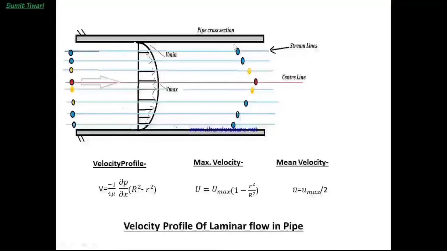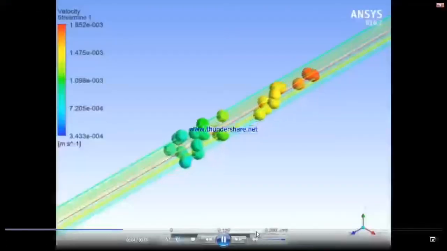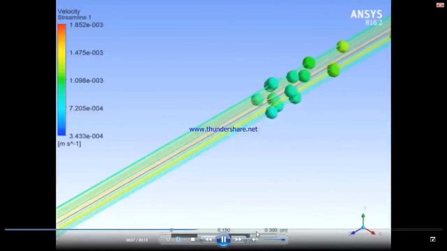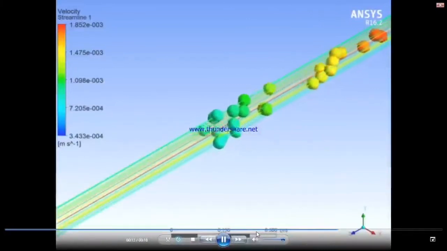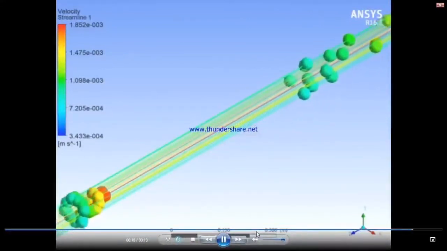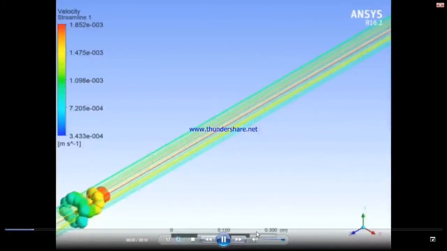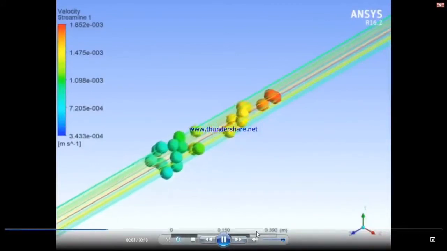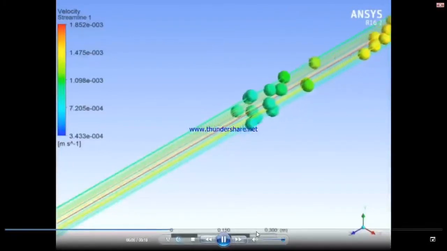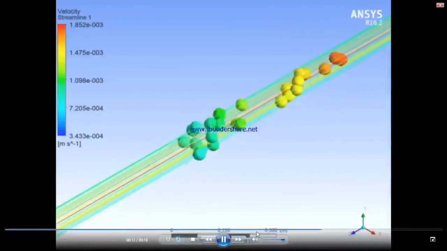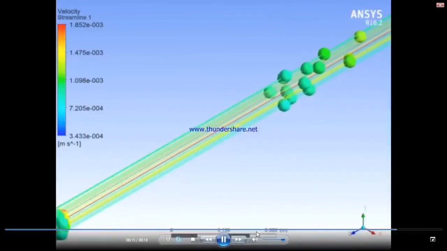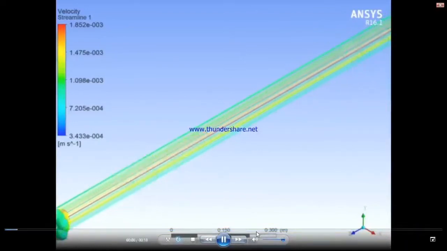There are also some relations. Maximum velocity: u is equal to u max times (1 minus r square by R square), and the mean velocity. In this animation of laminar flow, you can see the straight lines as streamlines, and the particles like red particles, blue particles, yellow particles, sky blue particles, and green particles are water particles. Red particles denote the fluid at the center of the pipe. Yellow and sky blue denote fluid at some radius from the center. The velocity is maximum for the red particles and minimum for sky blue particles.